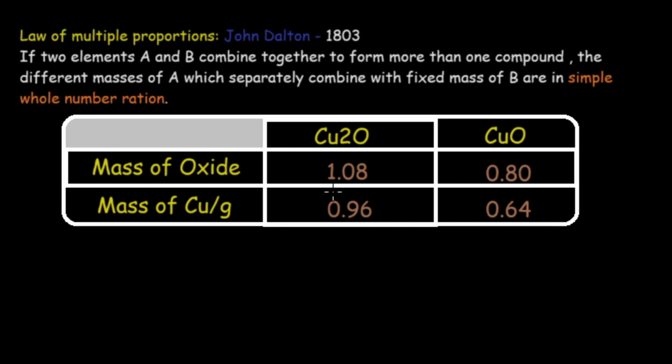In this table, we have the mass of an oxide and the mass of copper. Where is the simple whole number ratio, and where is the fixed mass that we are talking about in this definition? Take note, this is the mass of both copper and oxygen, because it's the mass of the oxide. Therefore, let's try to get the mass of the oxygen from both of these chemical compounds.